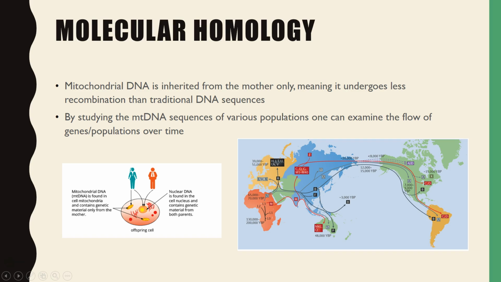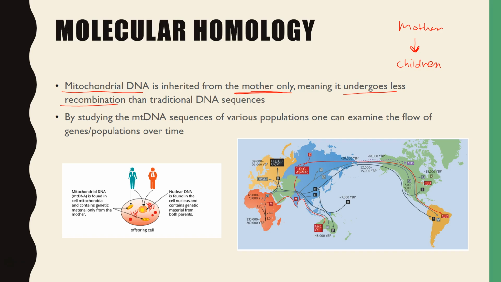The next type of molecular homological technique, or the molecular technique we can use to work out how species are related, is known as mitochondrial DNA. So mitochondrial DNA is the DNA of mitochondria, no surprise. However, what's special about this is that mitochondrial DNA is only inherited from the mother, meaning it undergoes less recombination. Because if it goes from a mother down to all their children, there'll be less recombination of that particular mitochondrial sequence, as it's not sharing genes with a father.